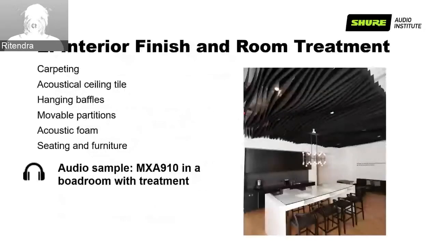Interior finish for room treatment includes examples like carpeting, acoustical ceiling tile, and hanging baffles. Hanging baffles are trending nowadays. Many acoustical consultants are choosing this type of ceiling, which you see in this slide. It looks nice and it improves the acoustical situation of the room a lot. Movable partitions with acoustical material, acoustical foam, and seating and furniture with soft absorbent material help a lot to treat the room acoustically.